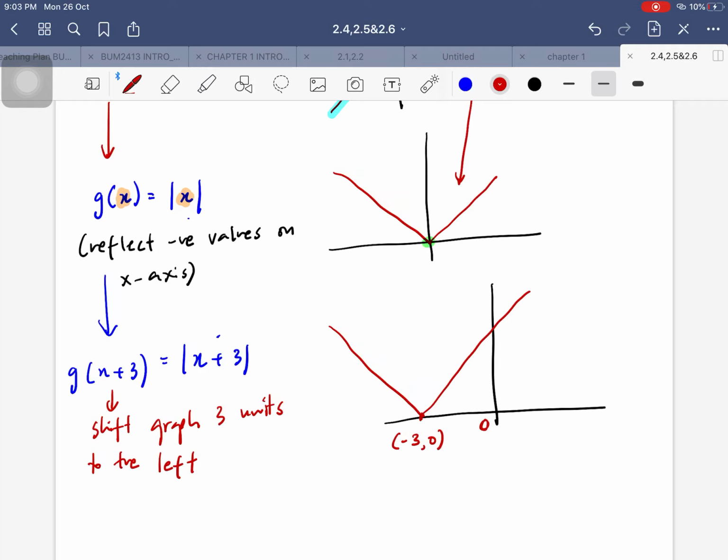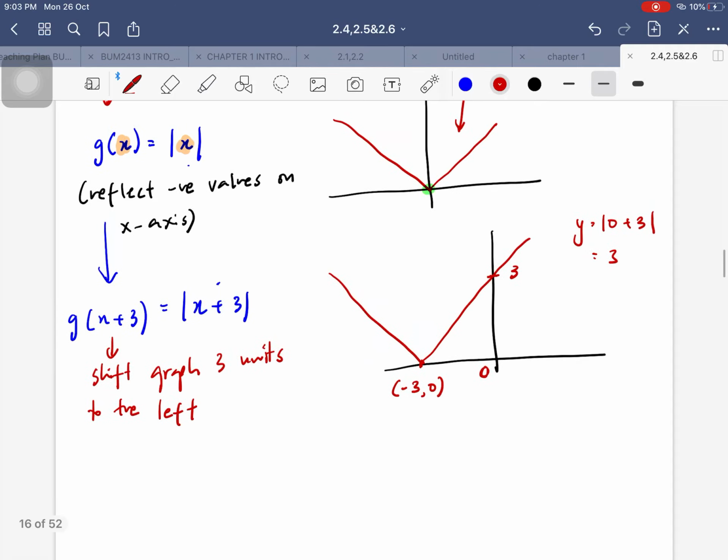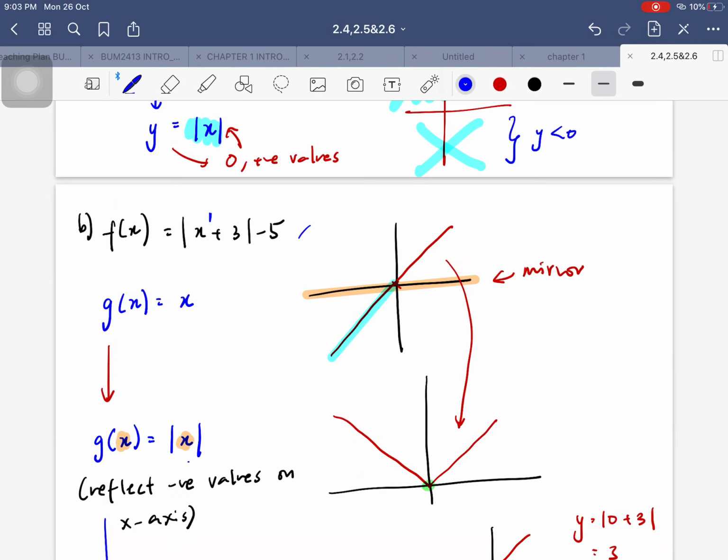And when we substitute, this is going to be where x is equal to 0. So when I substitute x equals 0 in my equation, I will get y equal to 0 plus 3, which is going to equal 3. So I know that this intercept point is going to have a value of 3. So that's how it goes. Okay, and now we are closer and closer towards our final function.